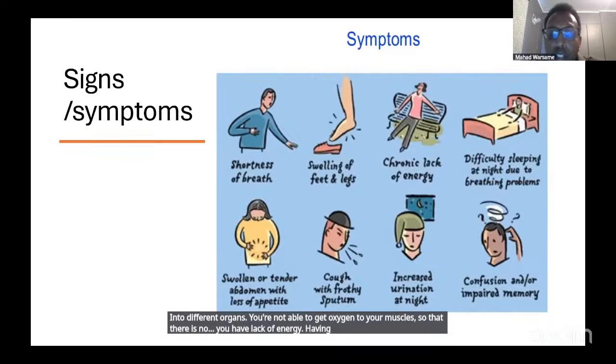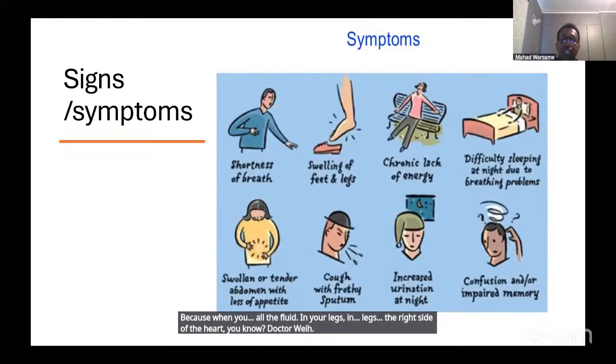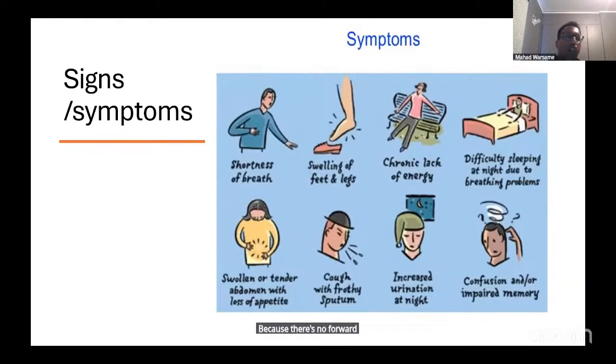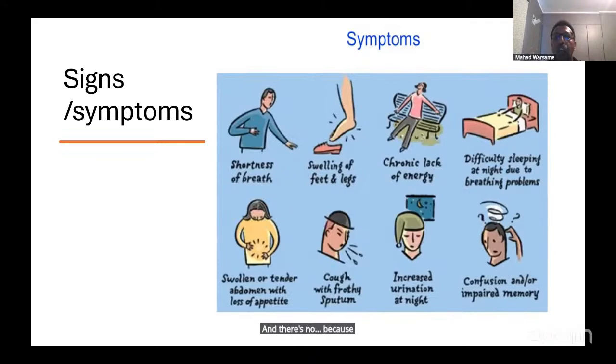Habeenkii bana ugu daran. Sababta habeenkii ugu daran tahay is because when you markaad jiifsatid, all the fluid in your legs legs ayaa soo noqonaya. Wuxuu ku soo noqonaya the right side of the heart, marka daqd weyn, but daqdigii ayaa sii kordhaya, because there is no forward flow, and now there's a lot of fluid coming back from the legs. Markuu sii bato biyihii baa sii badanaya neeftii baa sii kordhaysa.